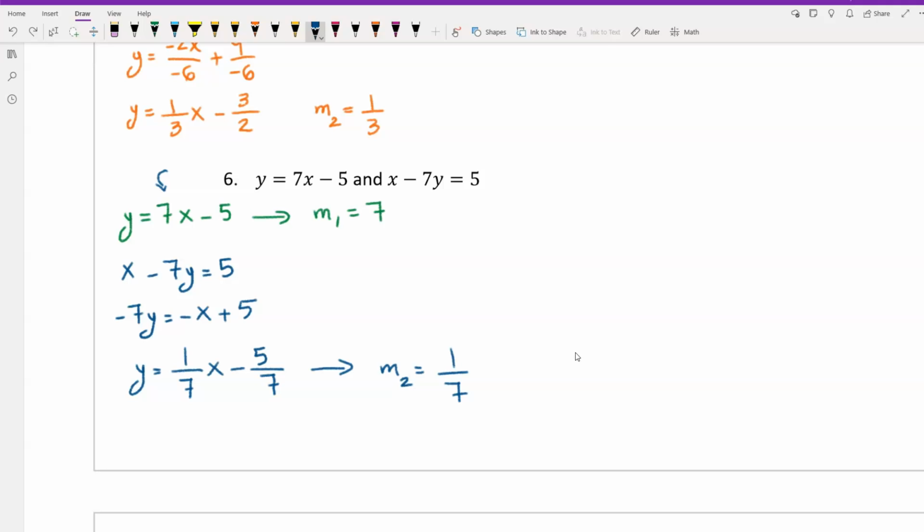So it is reciprocal, but it is not opposite. We do not have a negative sign for these two. So I should have either this one negative or this one negative to have perpendicular lines. And we do not have the same slope. And if we multiply these two, that is equal to positive 1. This should be negative to have perpendicular. So this means it's not parallel and it's not perpendicular lines. So the answer for this part is neither.